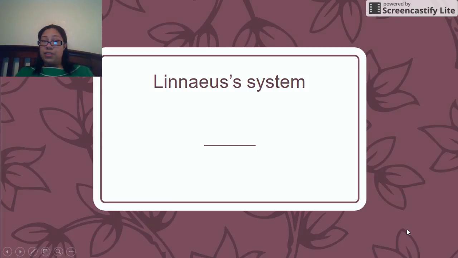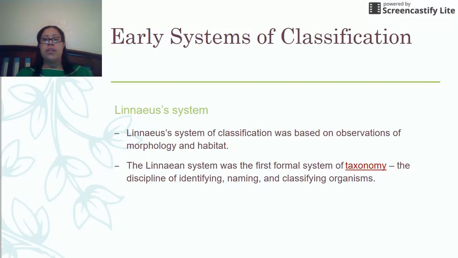So after Aristotle, we had Linnaeus. Linnaeus is the father of modern classification. The modern classification system is based upon him, and he gave us some really good things. He was the first to give a formal taxonomy. He looked at the morphology and he looked at the habitat.